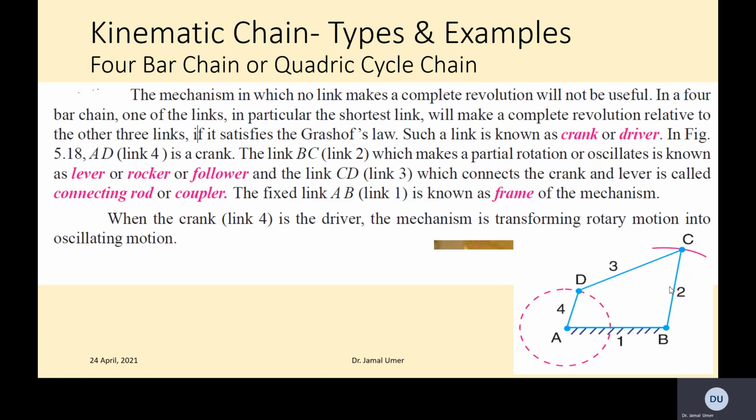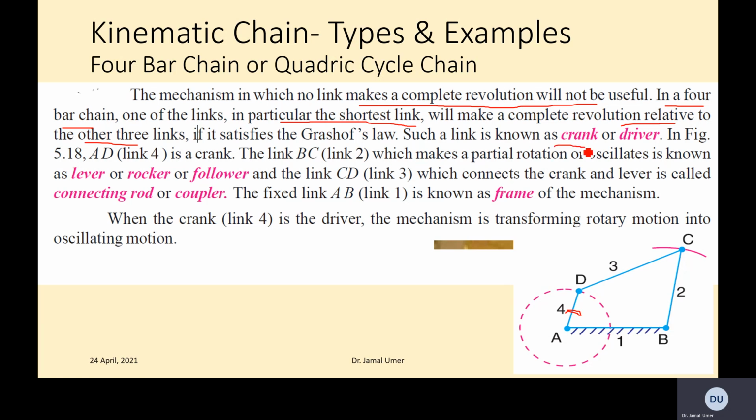All right, so the mechanism in which no link makes a complete revolution will not be useful. That's what we discussed. In a 4-bar chain, one of the links, in particular the shortest link, will make a complete revolution relative to the other 3 links. So the shortest link will make a complete revolution relative to the other links, so links 1 and 3 basically. If it satisfies Grashof's law, such a link is known as a crank.